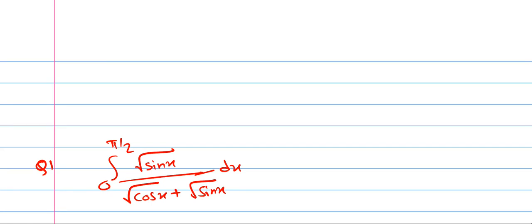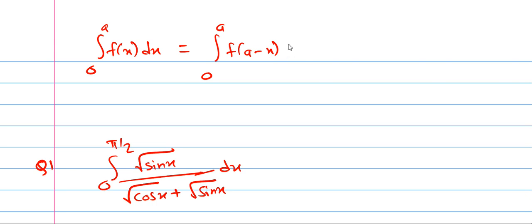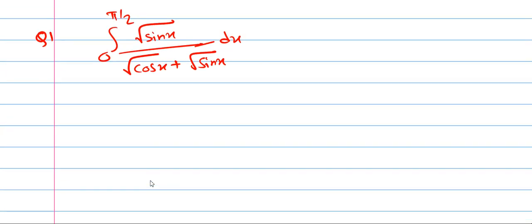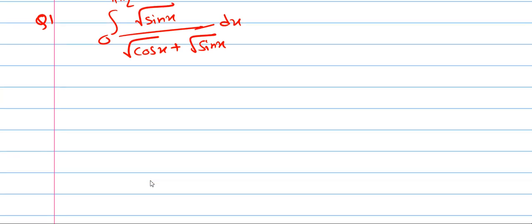Okay, so today we will see questions based on this property of definite integral, that integration 0 to a f of x dx is the same as integration 0 to a f of a minus x dx. So based on this property, we will see some of the questions. So the first question is integration 0 to pi by 2 of under root sin x upon under root cos x plus under root sin x. So first find out f of a minus x.